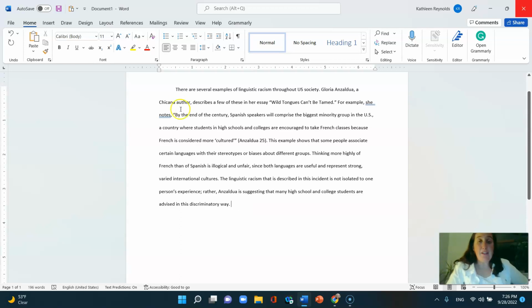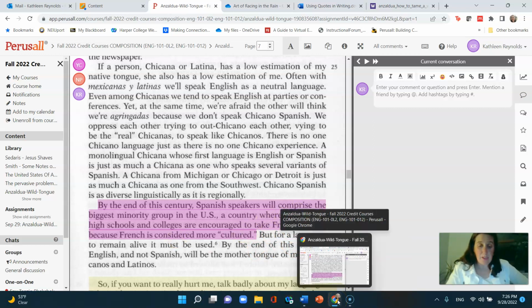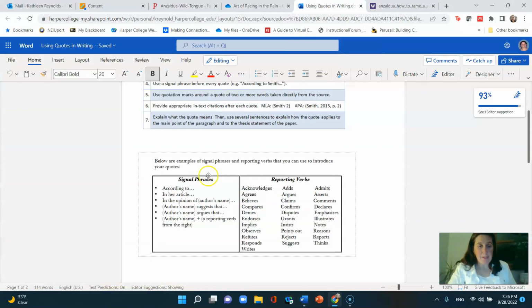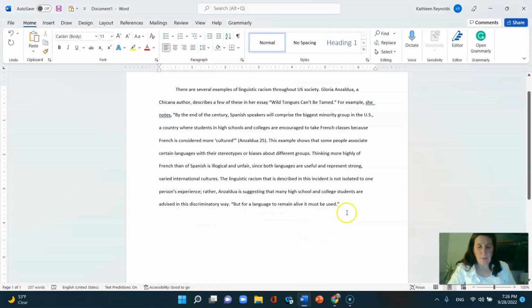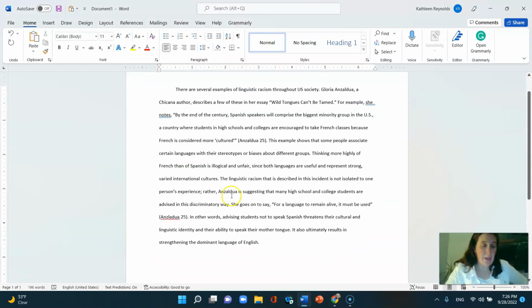Okay, I'm going to add another quote now to continue, which is really just the next sentence. Okay, for a language to remain alive, it must be used. So once again, I don't just want to throw it in here. Every time that we add a quote, we want to do our process, which includes the signal phrase before the quote. So instead of just dropping that quote, I'm going to say, she goes on to say, talking about Anzaldúa, for a language to remain alive, it must be used.